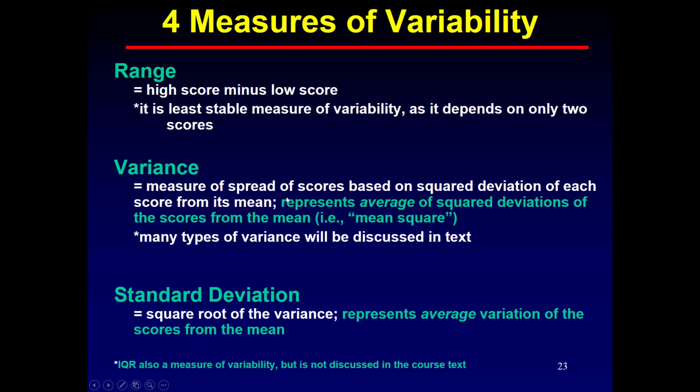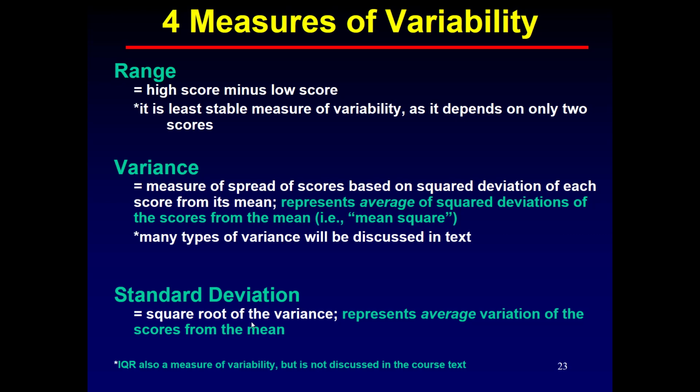The variance is a measure of the spread of the scores based on the squared deviation of each score from its mean. How deviant are the scores from the mean? The variance actually represents the average of the squared deviations of the scores from the mean. Sometimes it's called the mean squared. And there are different types of variance, and we're going to talk about those. But if I were you, I'd take a few minutes to reread pages 44 and 45 in your textbook to understand variance.